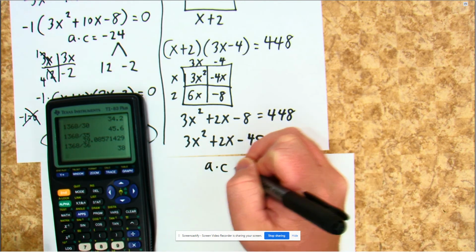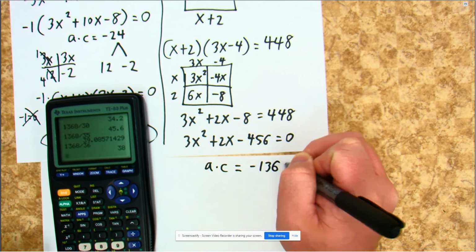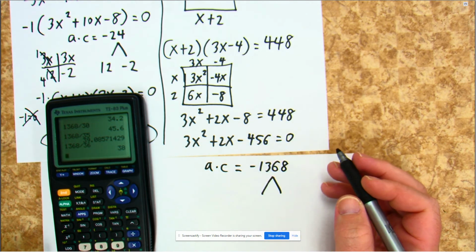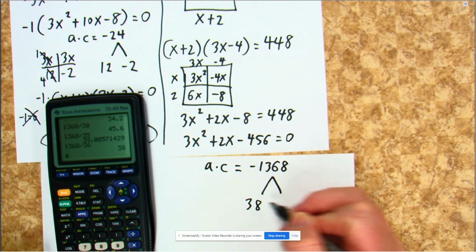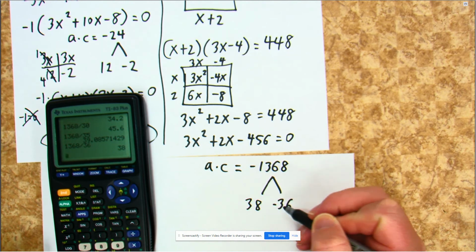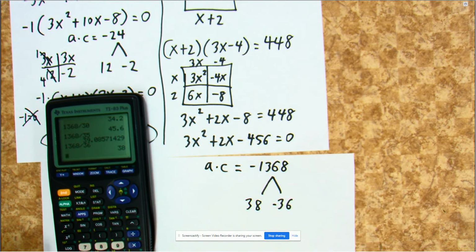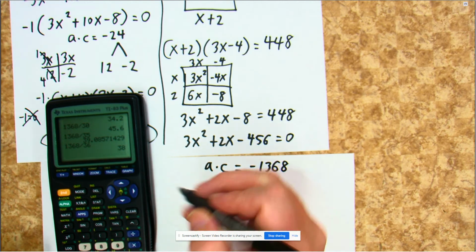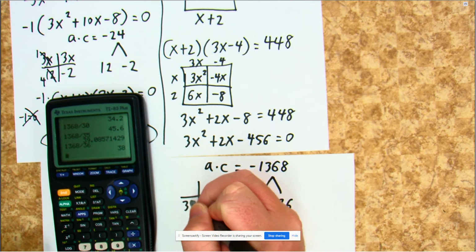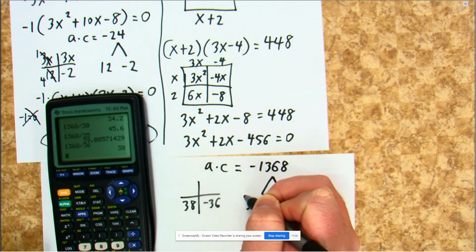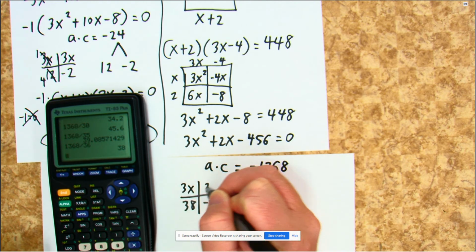A times C gave me negative 1368, and the 2 magic numbers that I found were 38 and 36, but the 36 had to be negative because they had to add up to positive 2. I'm going to go with T-chart, 38 and negative 36. It's a 3x and a 3x.